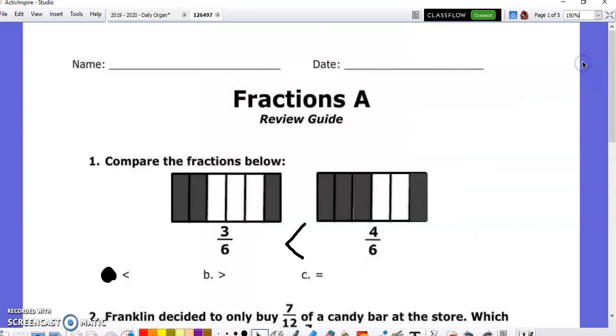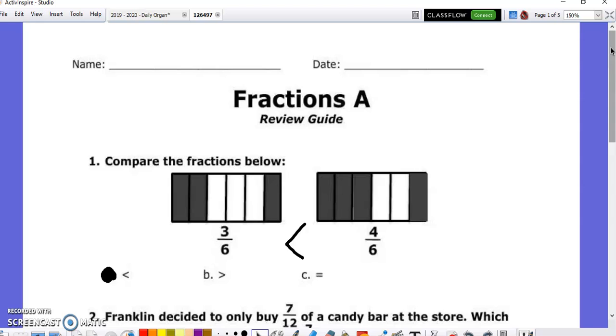Tonight for homework is your Fraction A review. We did half of this today in school. If you missed anything in school or need to just fill in some blanks that you missed during the lesson, feel free to pause this video at any time, copy down the correct answers, then go back and see how we got to those answers.